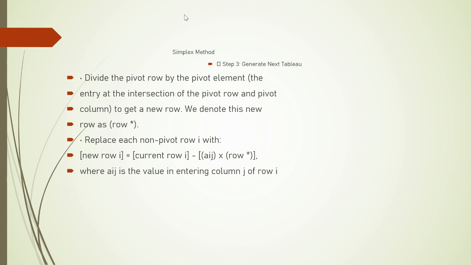And this is a formula which we use to compute the new rows. That is, current row minus entering column element times the new row.